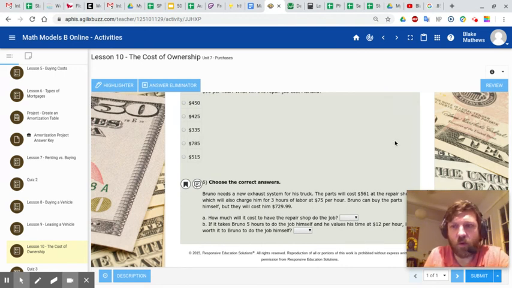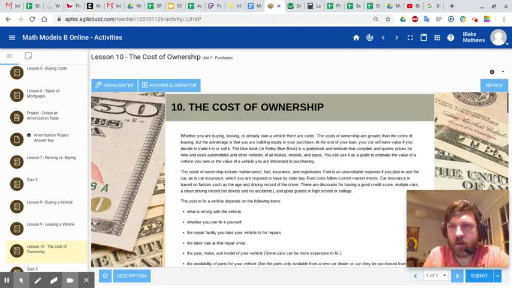I don't think I'll spend a whole lot more time on this one. I think they're pretty straightforward. I didn't mention it previously, but you can skip lesson 9. I will skip it on Buzz, so you don't have to do that one.